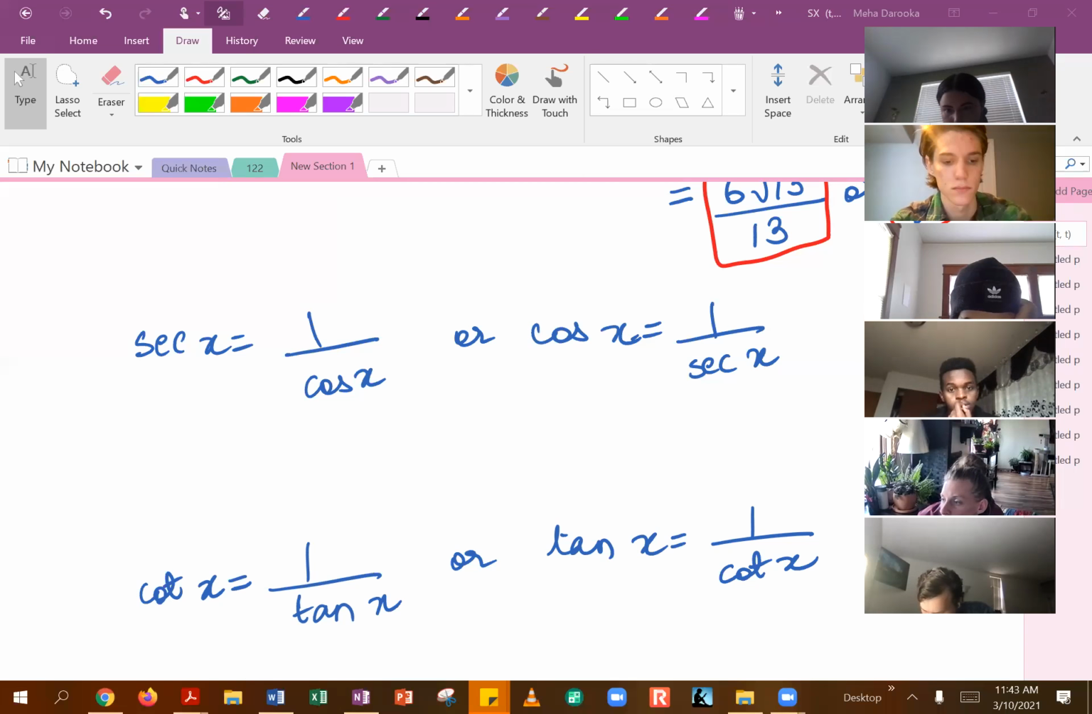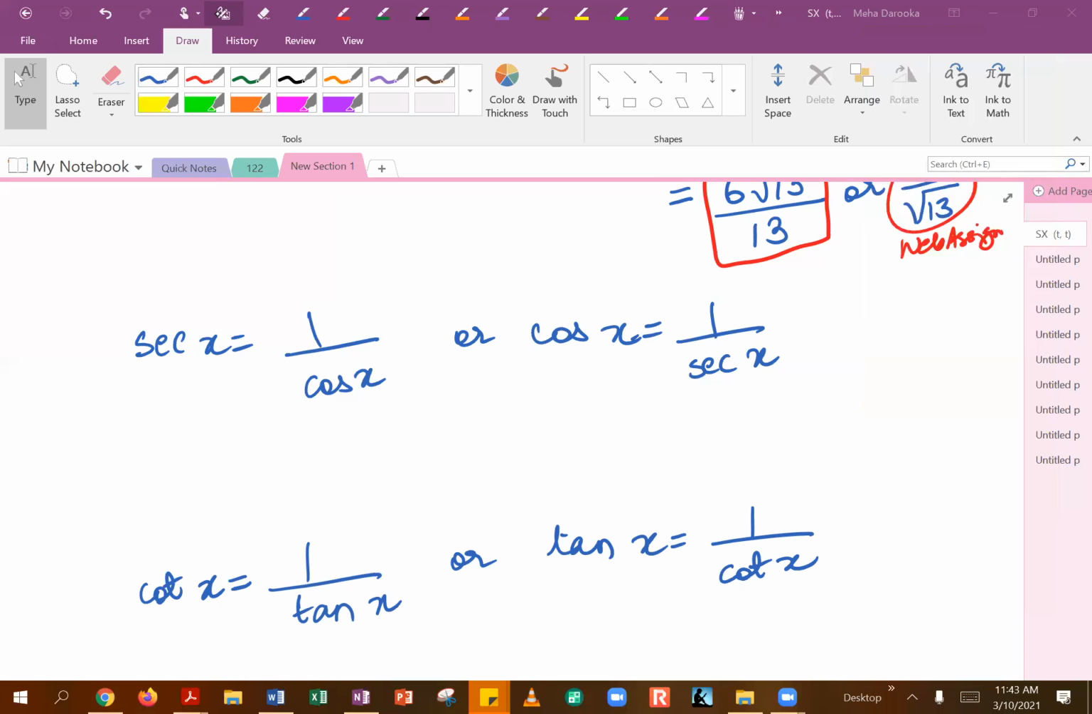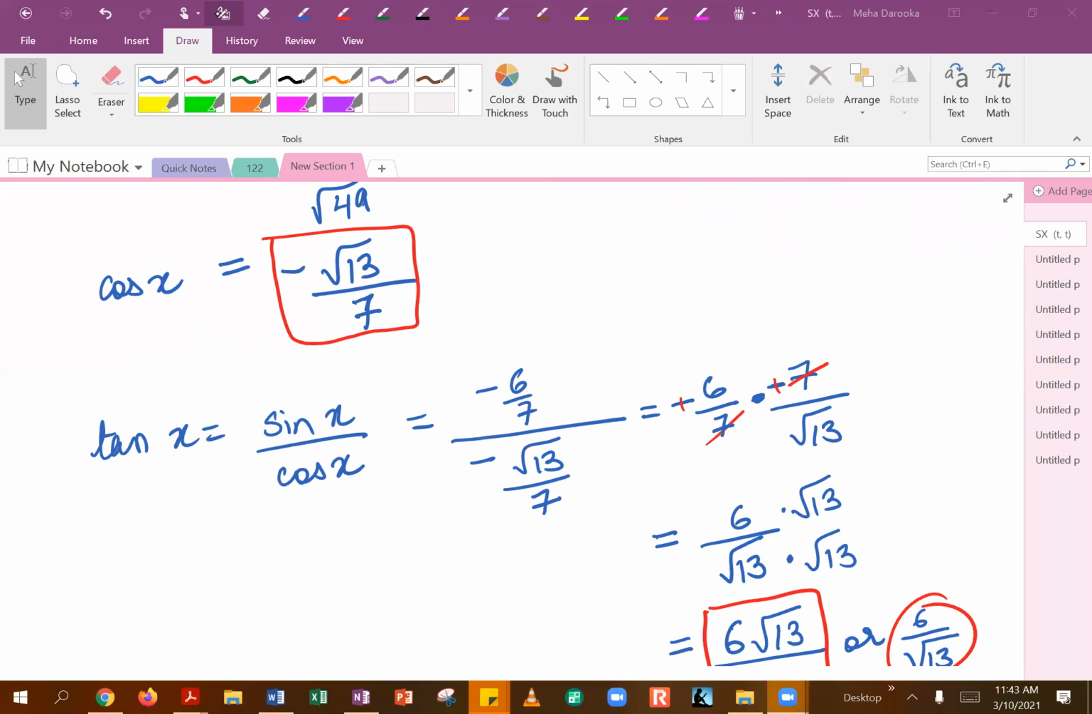Square root of 13 over 6, square root of 13 over 6. Okay, so that's the answer for the cotangent. And then looks like negative 7 square root of 13 over 13 for the secant. All right, so let's take a look at that. Our cosine function. Okay, Billy. All right, got it.